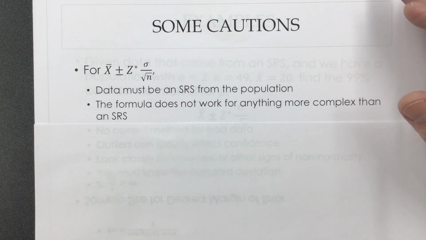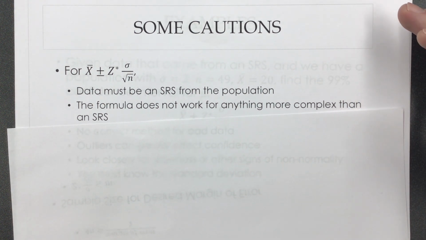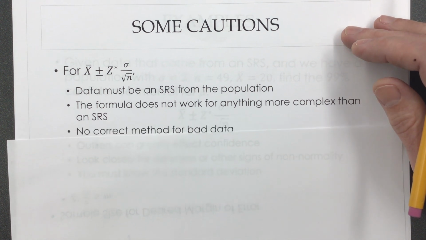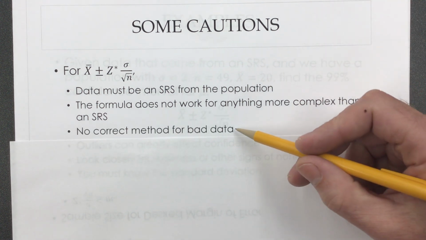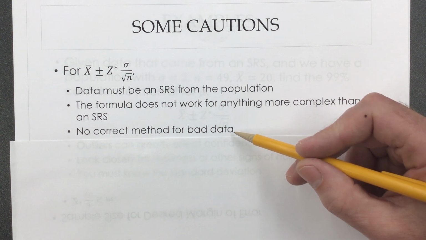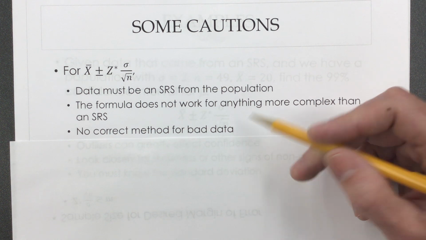The formula technically doesn't work for anything more complex than an SRS, but if you have good data from some other method, maybe a stratified sample or something, we'll typically bend the rules and say, okay, go ahead. But you do need good, unbiased data. And again, stressing that: if you have biased data, if you have bad data, there's no way to correct it. It's over, it's done. Your interval will be off the mark because your data was off the mark, and there's no fixing that.